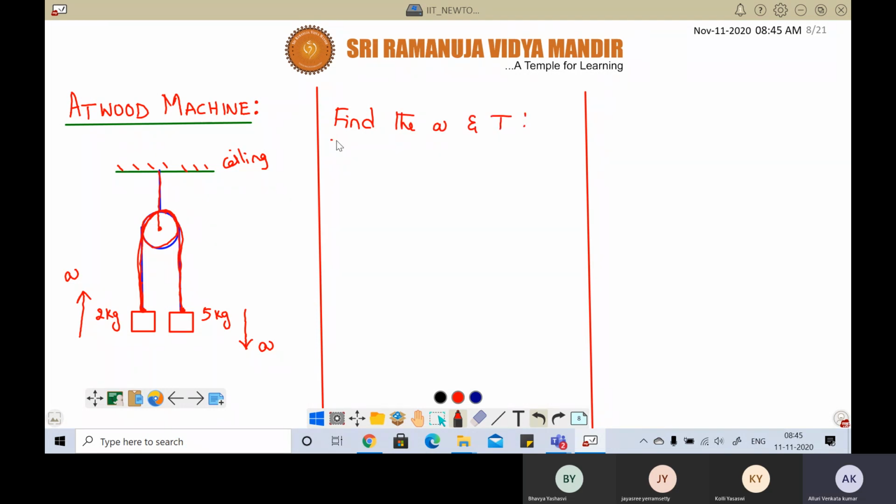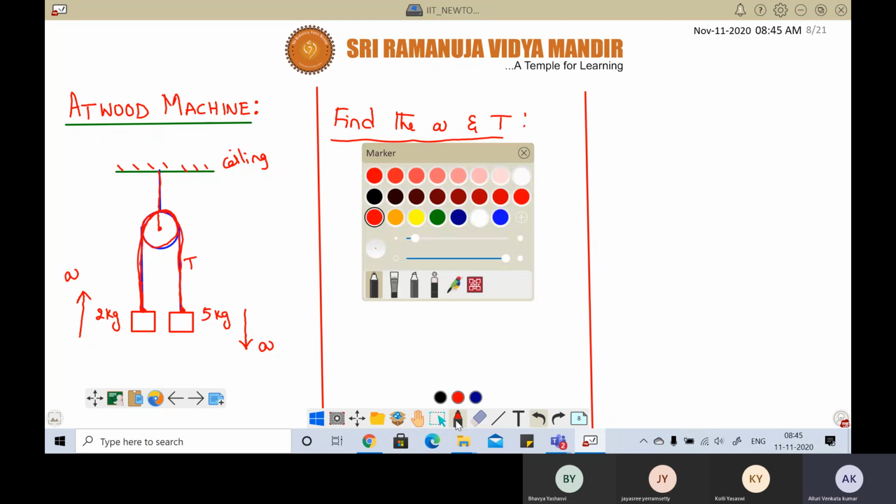There will be tension in this string, correct? Yes, sir. So find the acceleration and tension. That is the question. From here onwards, this is the common question: find the acceleration and tension.